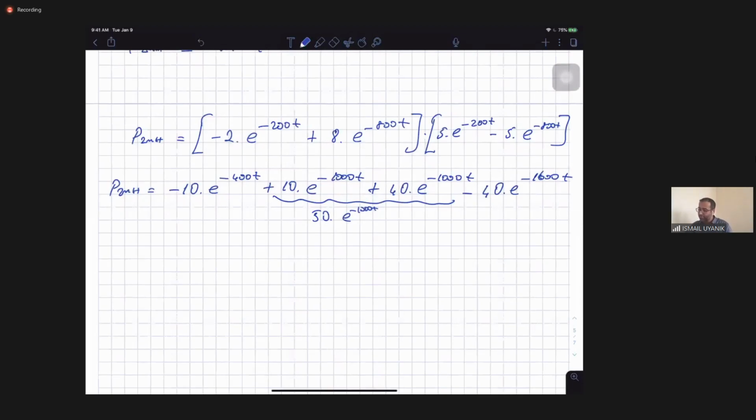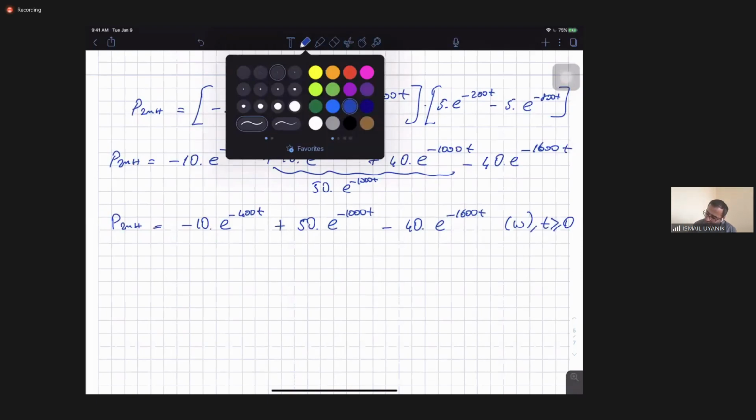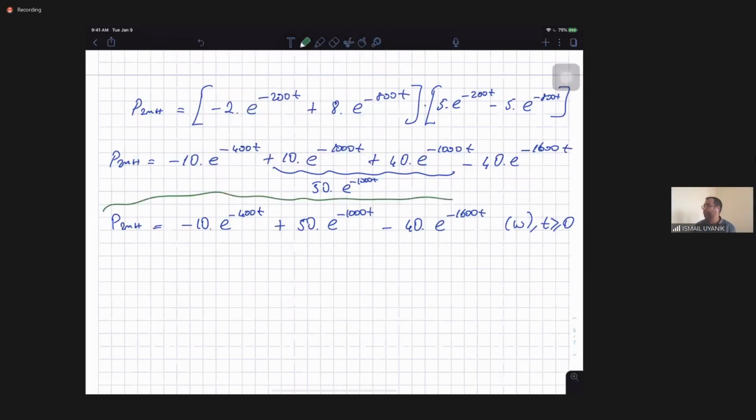I don't know if there is any further simplification I can make. So the power here will be minus 10 times e to the minus 400t plus 50 times e to the minus 1000t minus 40 times e to the minus 1600t, and the unit will be here again, watts, and this is valid after t is equal to 0. So this is our power equation. We all agree with this? Do you all agree with this?